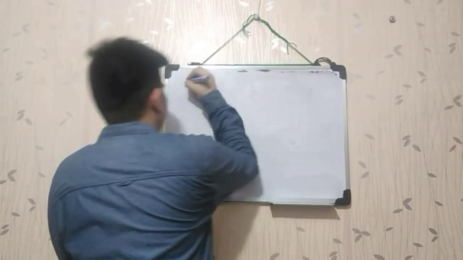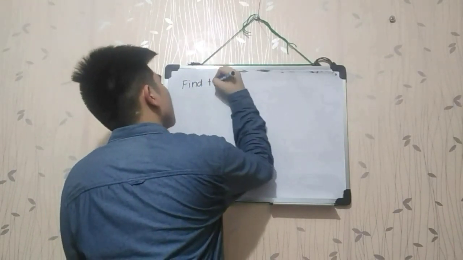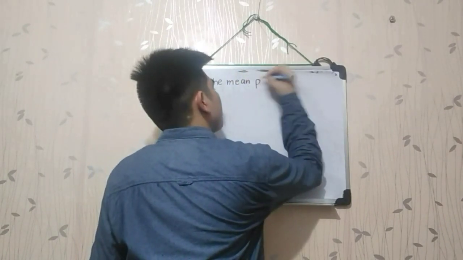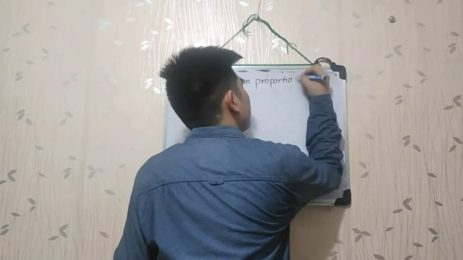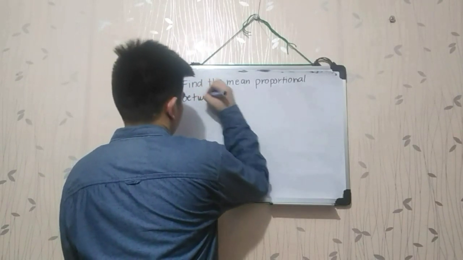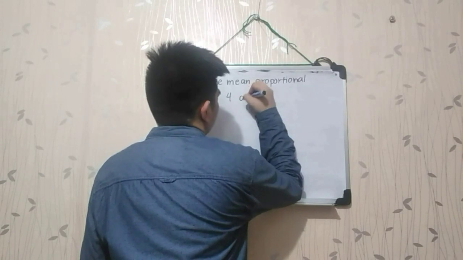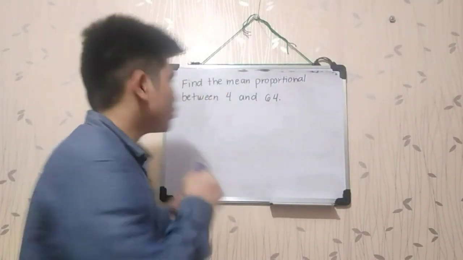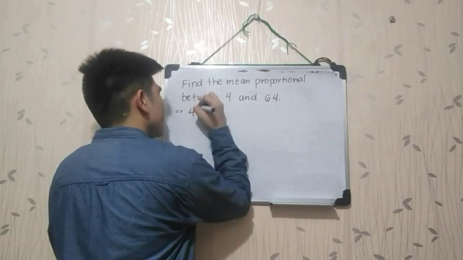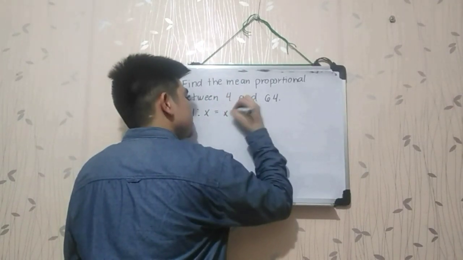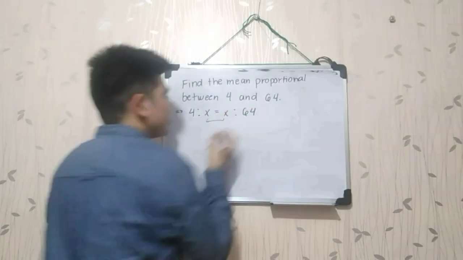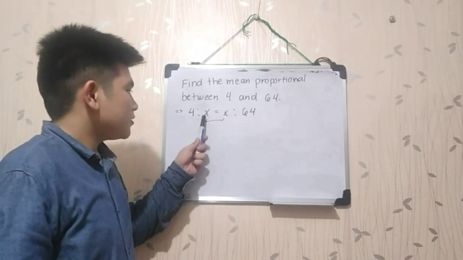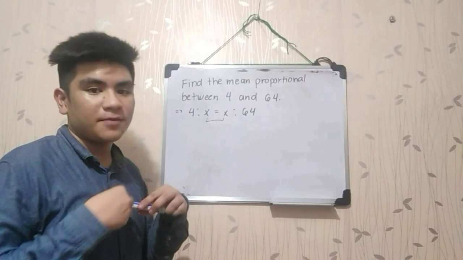Moving on, we have equations involving proportions. So first, mean proportional. I'll give you an example. Find the mean proportional between 4 and 64. So, if we're going to write it, it will be 4 is to x as x is to 64. Then again, we are going to find the mean proportional. That's why the two means are represented as x, or I represented them as variables.